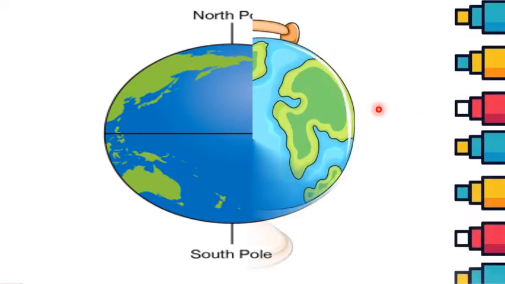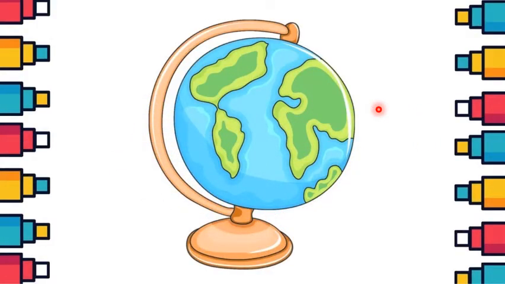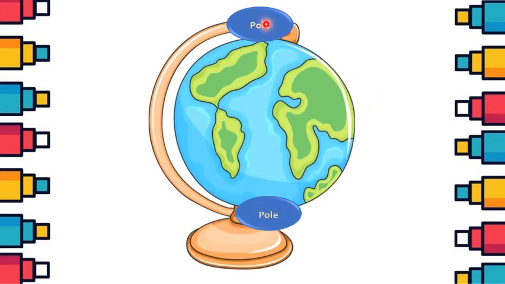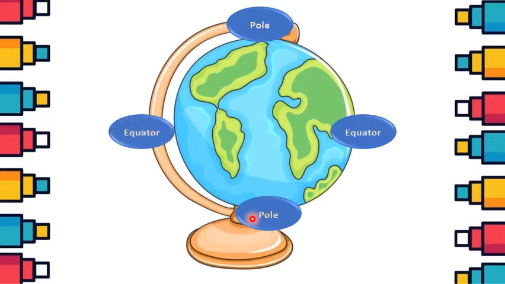Okay, now here is the globe again. So we are going to mark here the poles and the equator. So here would be a pole, and this is also a pole. The upper one is the North Pole and the lower one is the South Pole. How can we label the equator here? The horizontal line would be known as the equator.